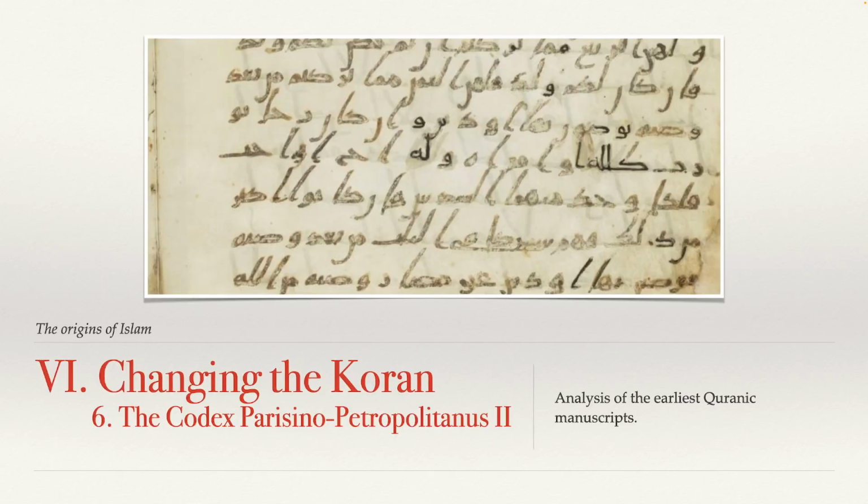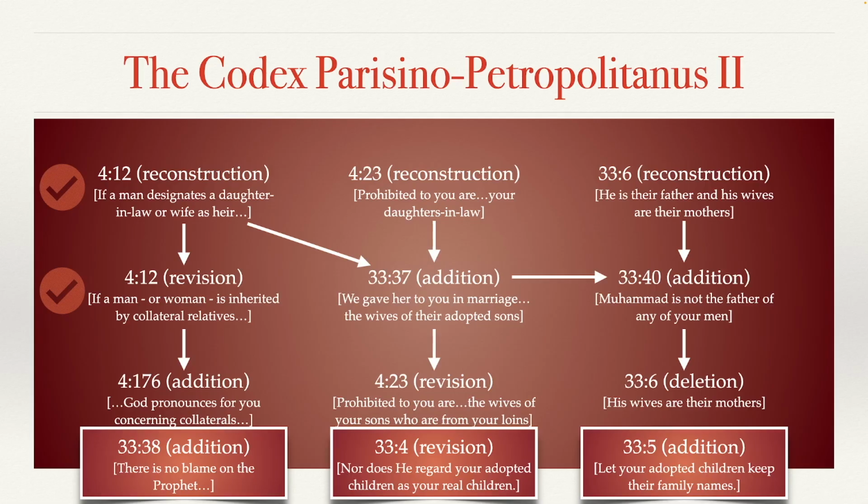Today we want to conclude our observations of the Codex Parisino-Petropolitanus. So first, let us quickly recap where we left off last time. We have created a theory which makes sense of many of the oddities that we have observed by looking at old commentaries and the biography of the Prophet. We've confirmed that Surah 4 verse 12 has been revised. Now let's look at some more changes that were made.